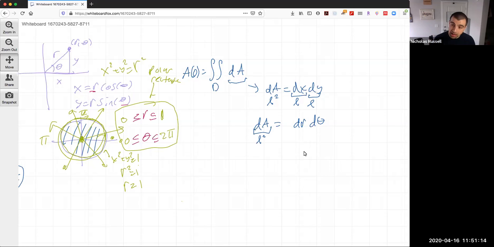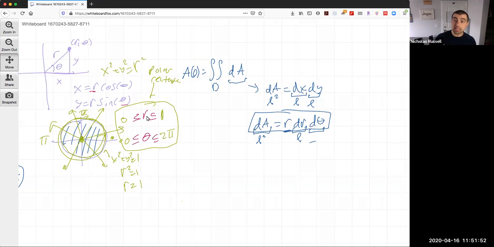dA here is a length squared. I need a length squared. The radius, I would agree, is a length scale. Is theta a length scale, though? It's not. Radians are really almost unitless. So we need something else multiplied by dr d theta to make our dimensions make sense. And because of that, the only other length scale we have here is r. So we just multiply this by r. And this is what we change to, always.